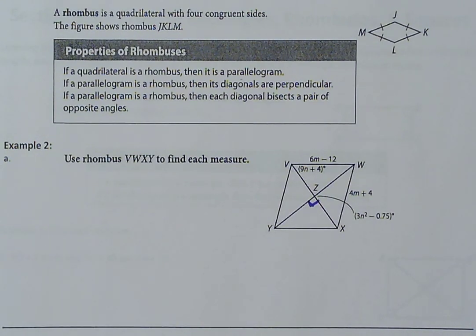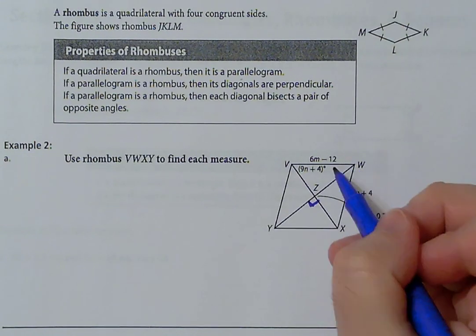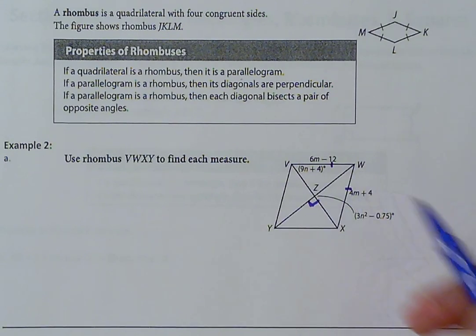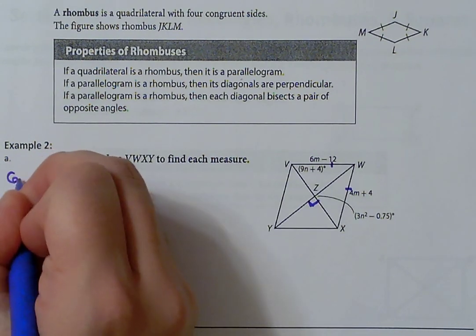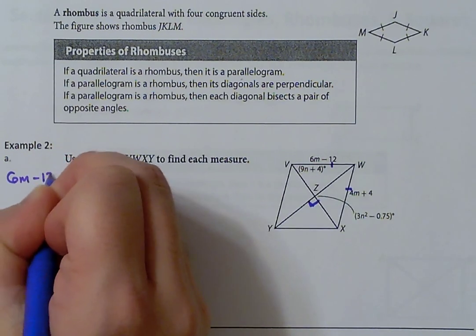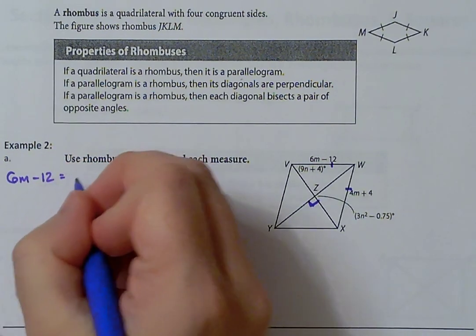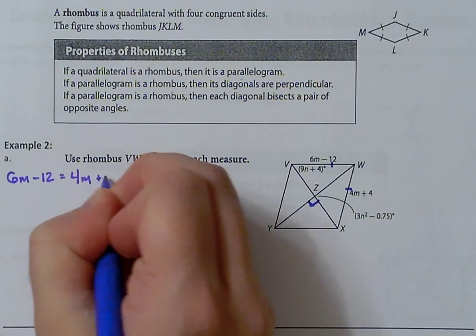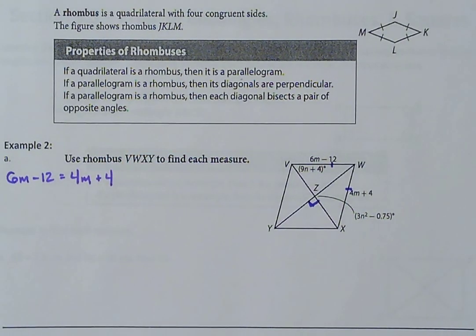What do we know about the side lengths in a rhombus? The basic description of a rhombus is that all 4 sides are congruent. So that means this side is congruent to this side. If they are congruent to each other, that means they are equal to each other. So we can take both of these expressions and set them equal to each other to solve for m. So we're going to have 6m minus 12 equal 4m plus 4. We're going to go through and solve for m.